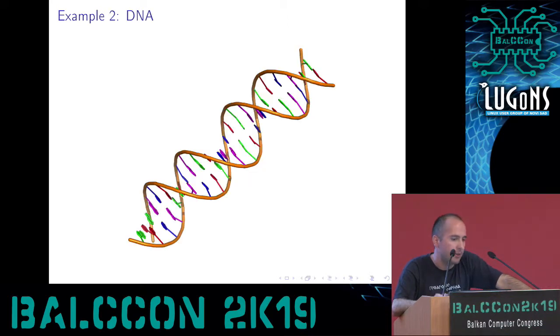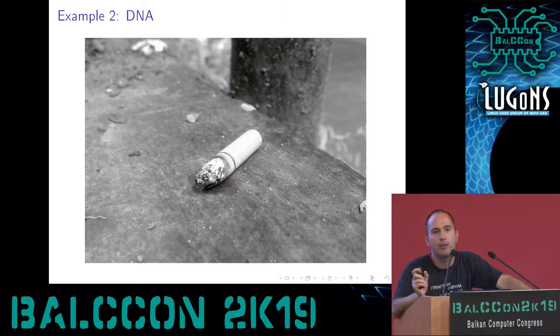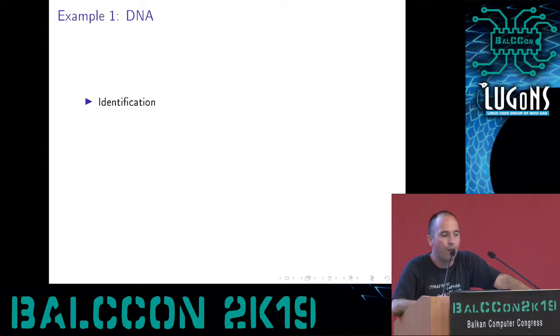So the second example could be DNA evidence. Let's suppose that in the same case, a murderer left a cigarette butt at the crime scene. So we have to pass through the same phases. First, we have to identify the evidence. Compared to the first case, it is much simpler because we can see the cigarette butt with our eyes.